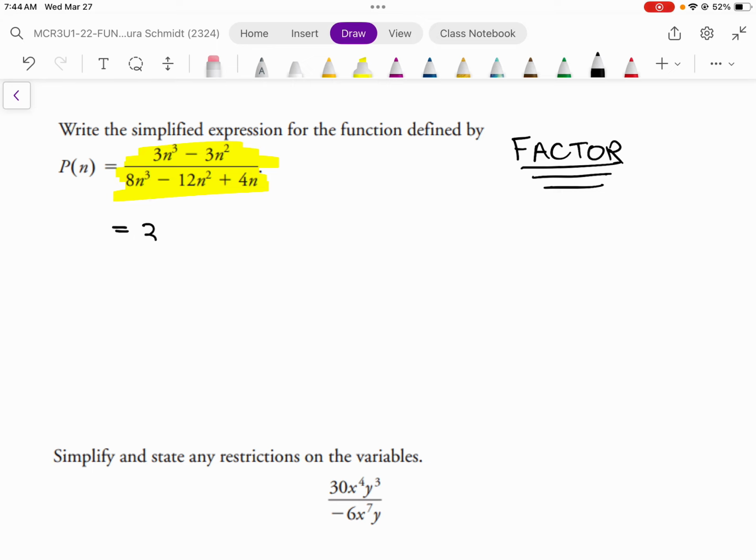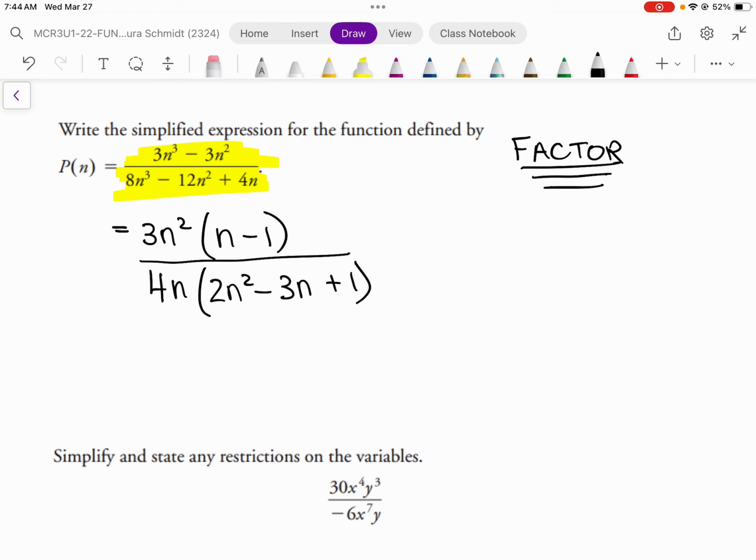So I'm going to factor out a 3n squared from my numerator, which leaves me with an n minus 1. And then in my denominator, it looks like they're all divisible by 4n. So I'm just going to common factor out a 4n, leaving 2n squared minus 3n plus 1. Then I should check, is this a complex trinomial? Is there anything that multiplies to 2 and adds to -3? -2 times -1. Just off to the side, I'm going to try to factor this complex trinomial.